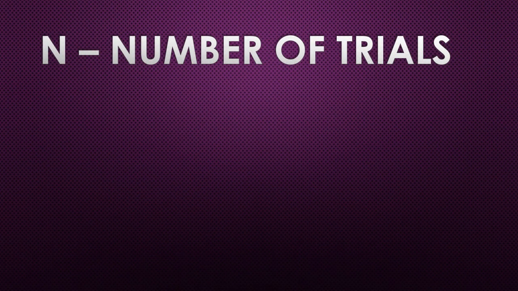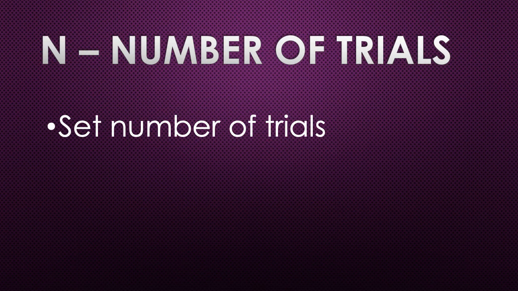The N in BINS just stands for number of trials. What that means is there's actually a set number of trials. So in the problem, it will specifically tell you that you're going to take 30 free throw shots, or you're going to flip a coin 12 times. It has to be given to you.